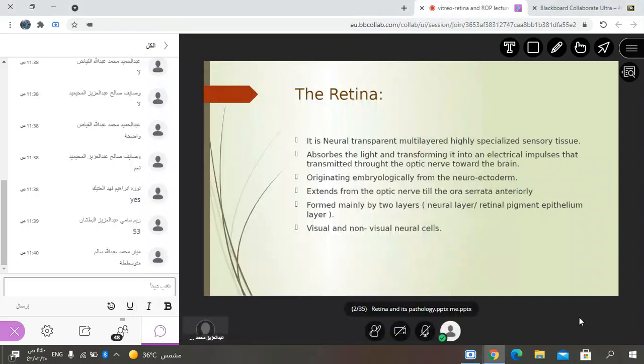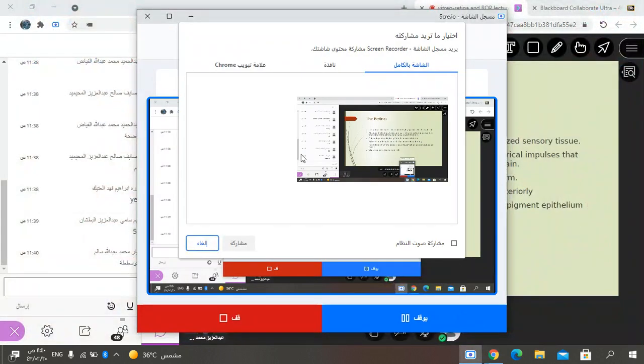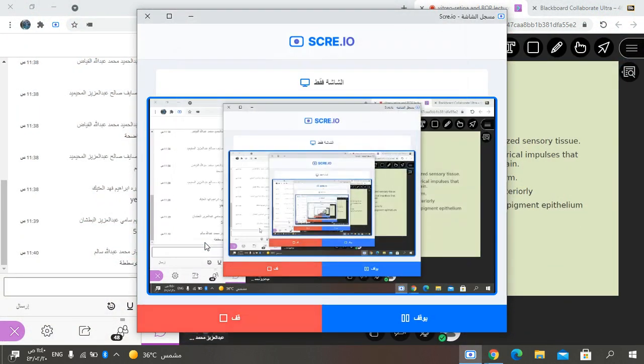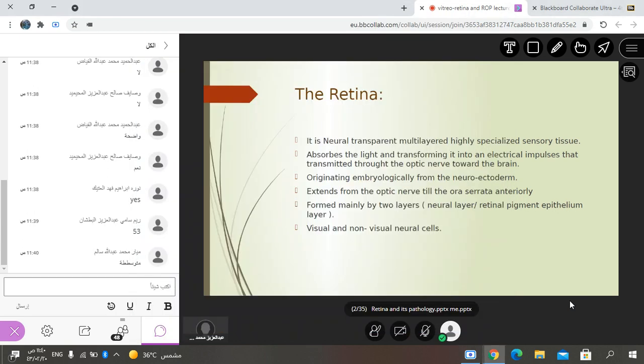Neuroectoderm cells absorb the light and transform it into electrical impulses that are transmitted through the optic nerve toward the brain. Originating from the neuroectoderm, the retina extends from the optic nerve till the ora serrata anteriorly, formed mainly by two layers, a neural layer and the retinal pigment epithelium layer. It includes visual and non-visual sensing neural cells.